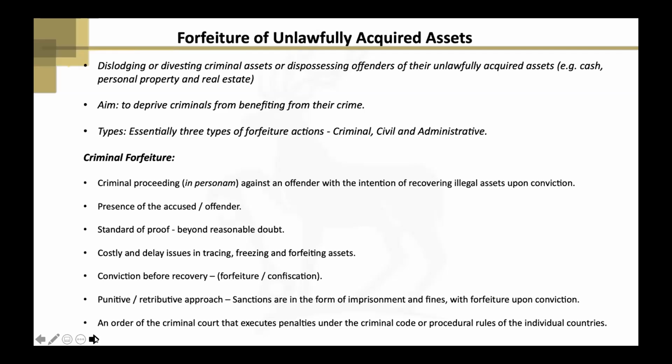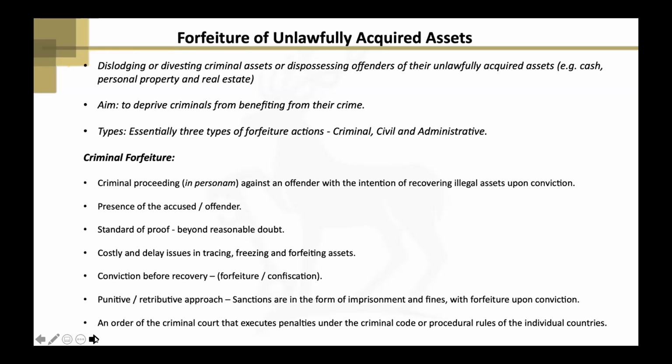Now, forfeiture is basically the vesting of criminal assets or unlawful assets from the hands of criminals or offenders. So this will include cash, personal property, and real estate. Crime here refers to all criminal offenses, unlawful activities prescribed by law. Now, we're looking at financial crime here. So that would be fraud, narcotic drug trafficking, money laundering, embezzlement, bribery, and looting.